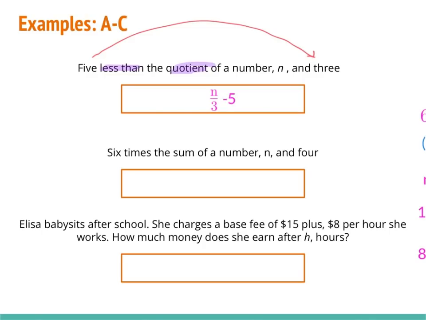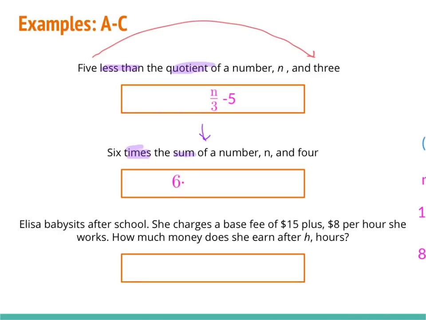The next example says 6 times the sum of a number n and 4. So I've got a couple things going on here, some important phrases to look at. I've got times, so I know multiplication is going on. I've got sum, that's important to know what's going on. And I've got this fancy word there, of. That's going to mean something completely different. So I've got 6 times, so I know I'm going to be multiplying something. The sum of a number n and 4.